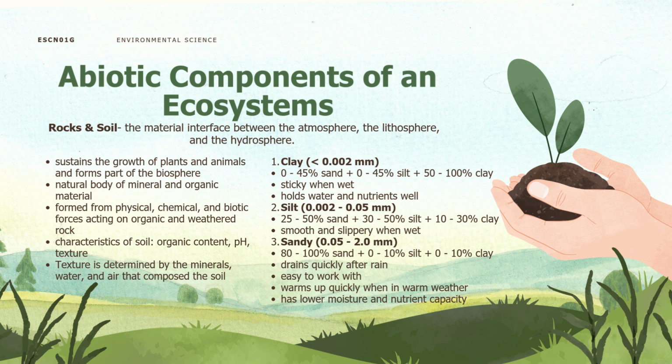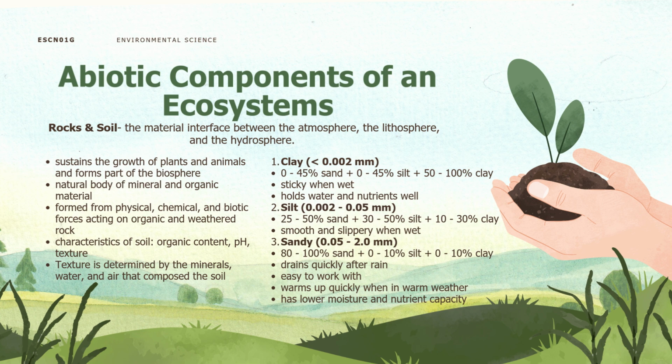Okay? And like what I mentioned a while ago, rocks and soil are actually built of what? Minerals and organic material. These rocks and soil are formed from physical, chemical, and biotic forces that act on organic and weathered rock to form them. So if we are to characterize soil, usually we check their organic content, their pH, and their texture. Their texture, on the other hand, is determined by the minerals, the water, and the air that is present within the soil. Now, we'll be talking about three examples.